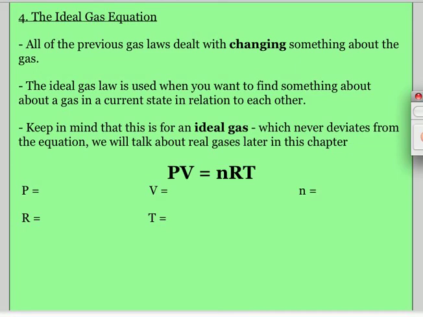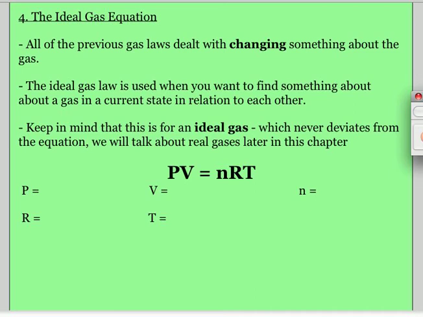Okay, so now we're on to the ideal gas law. This is when we're not changing something about the gas, so we're not changing the pressure or anything. We're trying to find out more information about that one particular gas. And this is called the ideal gas law because we're assuming that the gases are going to act perfectly, and we know just by being scientists that it is not going to be perfect, but you have to just deal with that. This is an assumption.